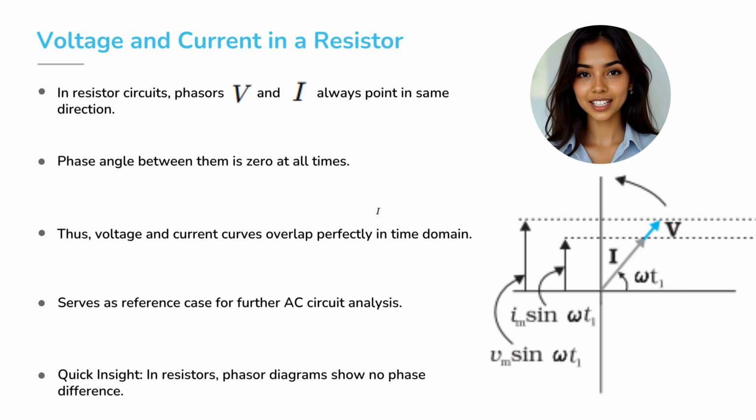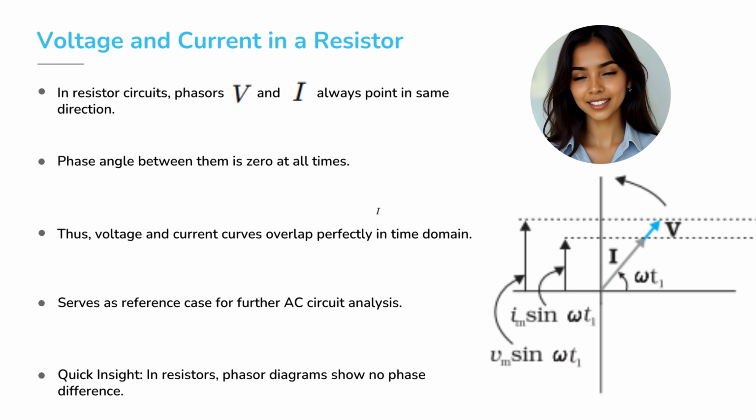Now that we understand phasors, let's see how they behave in the simplest AC circuit, a resistor. In a resistor circuit, the voltage phasor and the current phasor always point in the same direction. That means the phase angle between them is zero at all times. No lead, no lag, they are perfectly in step.